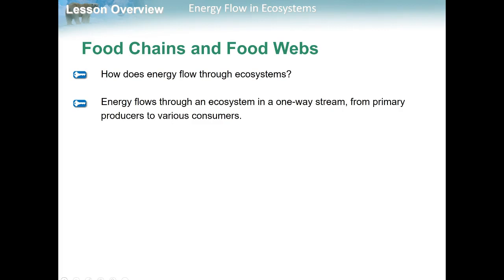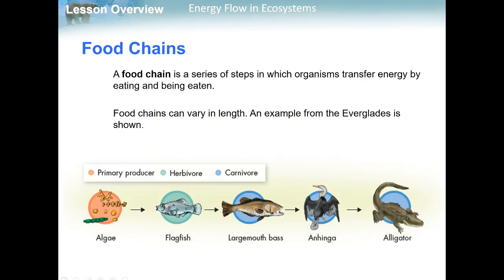And as I suggested when I left off from the last screencast, we're going to talk about food chains and food webs, because now that we've talked about the different feeding relationships in the way that organisms obtain their food, we now have to see how this energy flows through the system. We're going to see this flow represented by food chains and then much more complex food webs. The energy flows through an ecosystem in a one-way stream. So that means it's a one-direction flow, and that is from primary producers to various different consumers. Okay? So that's how we're going to see this.